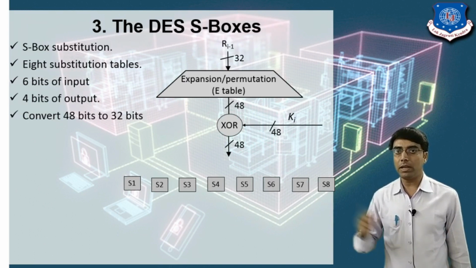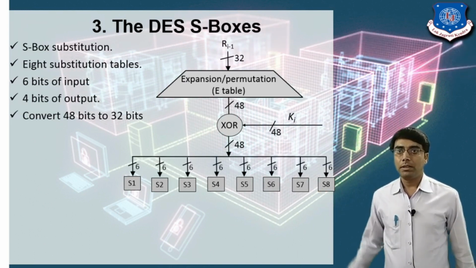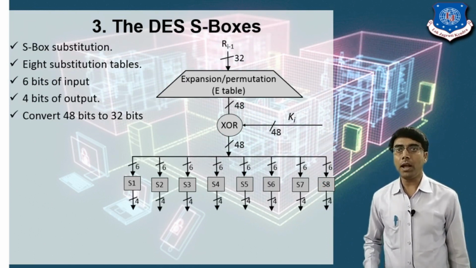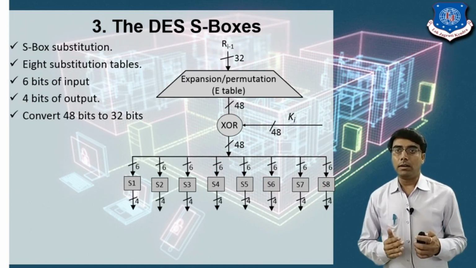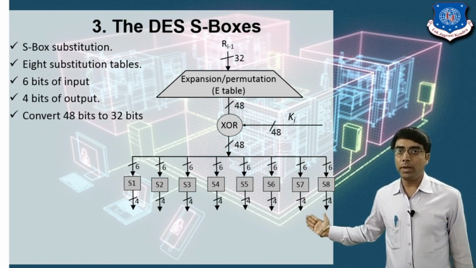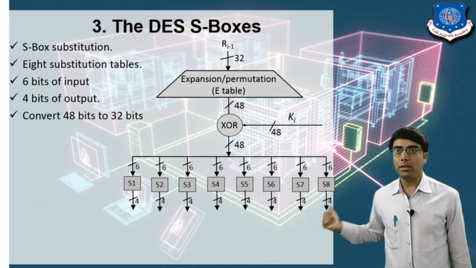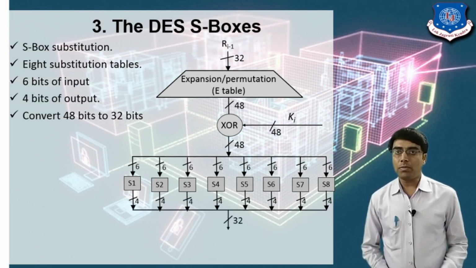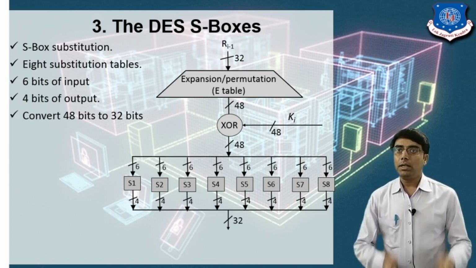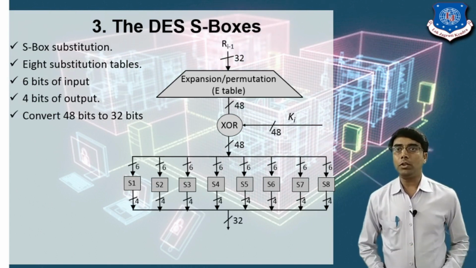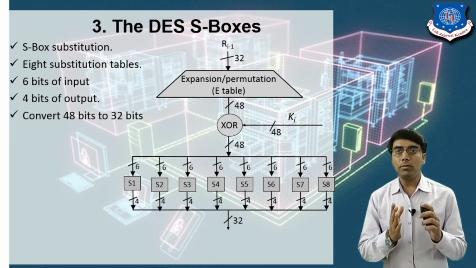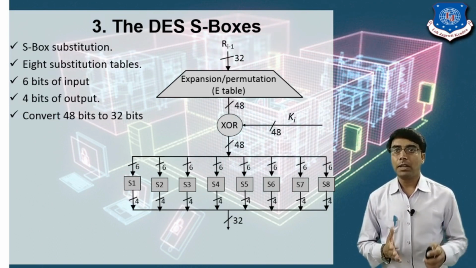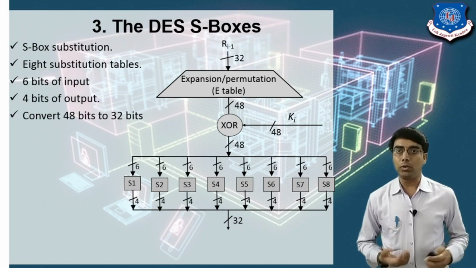Here you can see a total of 8 S-boxes, and the input of each S-box is 6 bits. After applying the S-box, it generates a 4-bit output. So 4 multiplied by 8, your size is 32 bits. So with the help of the S-box, we will convert the 48 bits into 32 bits. How will we do this, or how will we get the 32 bits? Let's see.